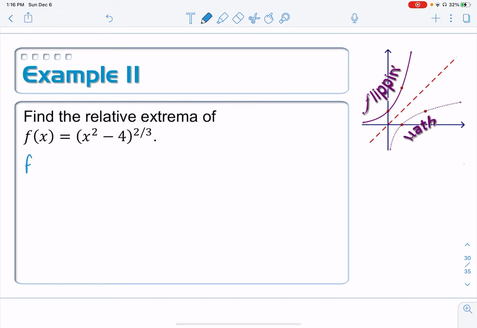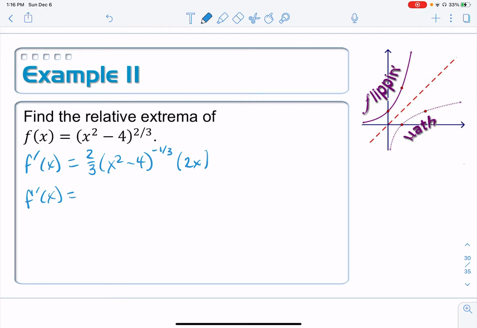So let's find that. First derivative, f prime of x is equal to, leapfrog the power down, 2/3 times x squared minus 4, subtract 1, negative 1/3, and then this is a composite function, so don't forget to multiply it times the derivative of the interior, which is 2x. All right, let's clean this up. F prime of x is equal to, this 2 is going to stay on top with the 2x to make 4x. The 3 is going to go on the bottom along with this cube root to make 3 times the cube root of x squared minus 4.